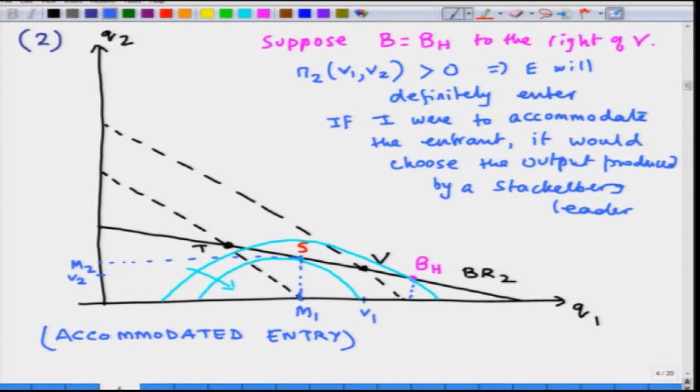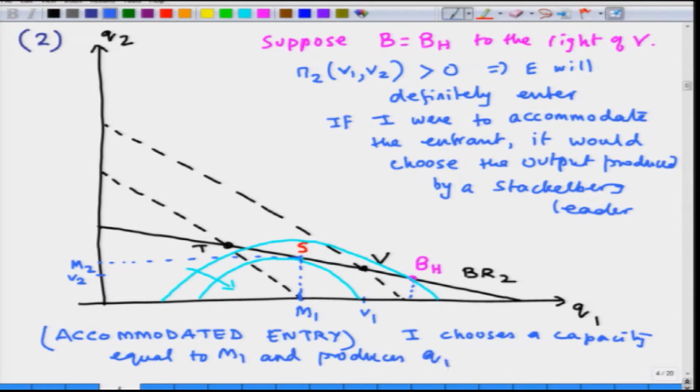Here the incumbent is better off being the Stackelberg leader, right. So, I chooses a capacity equal to M1 and produces Q1 which is equal to M1, which is the output produced by a Stackelberg leader, right.